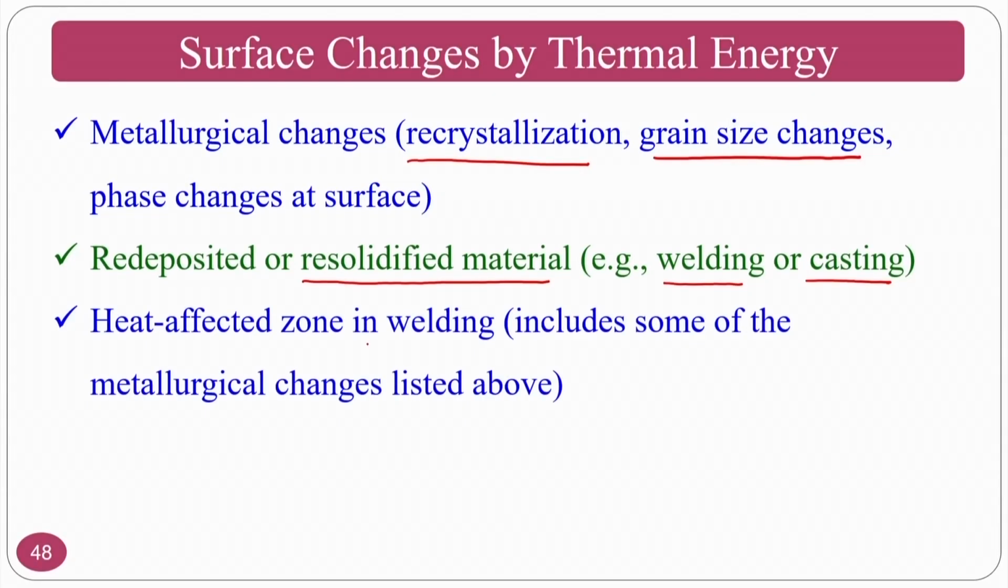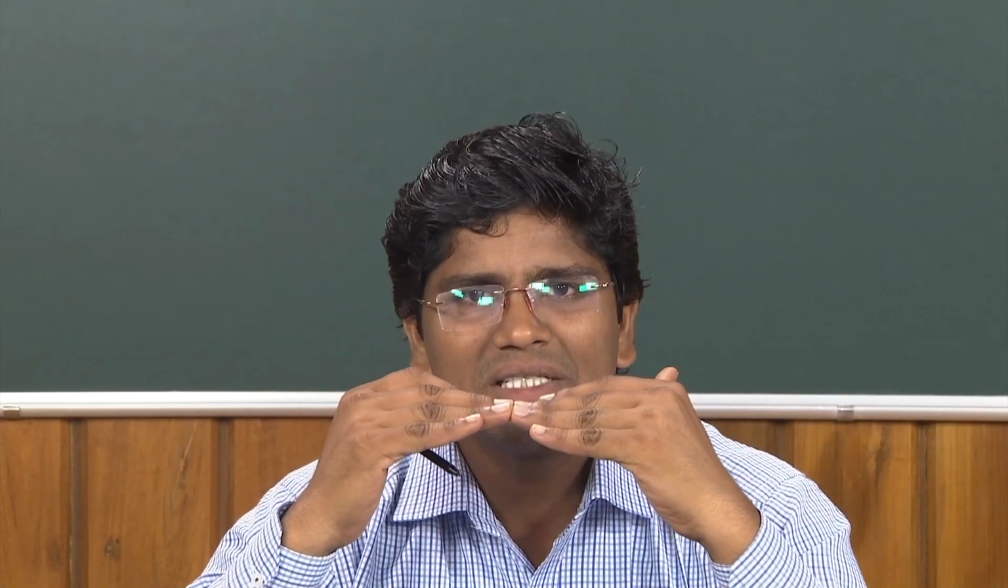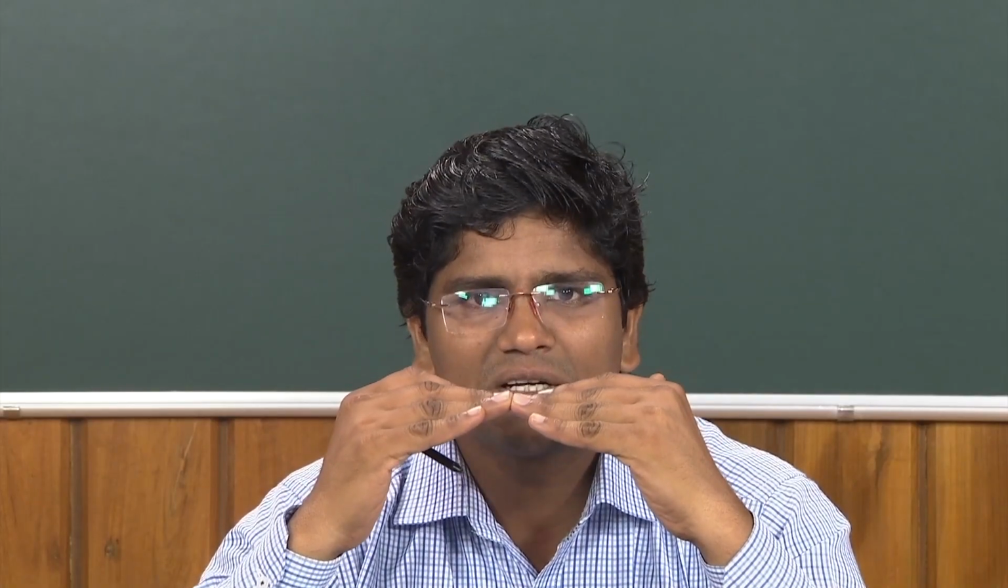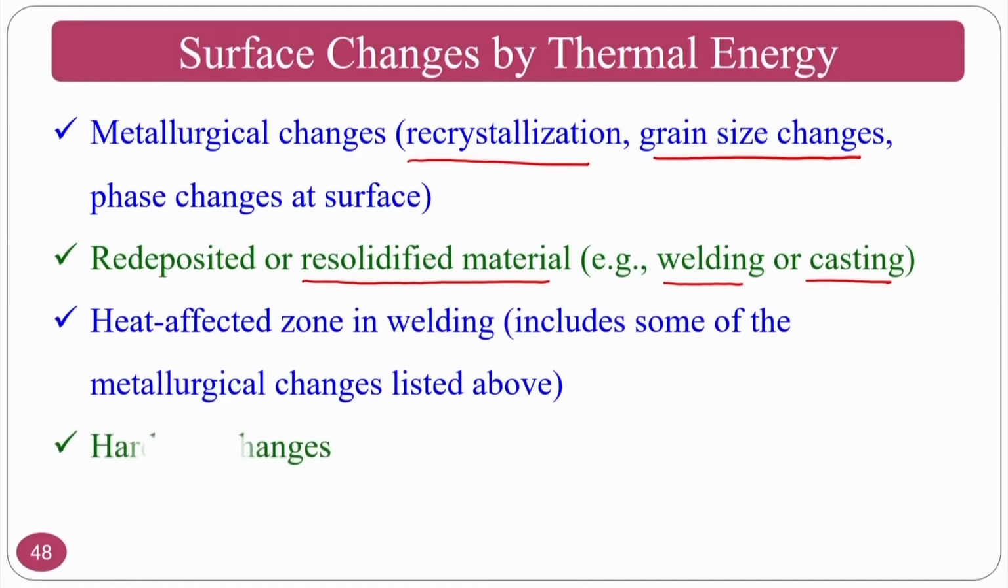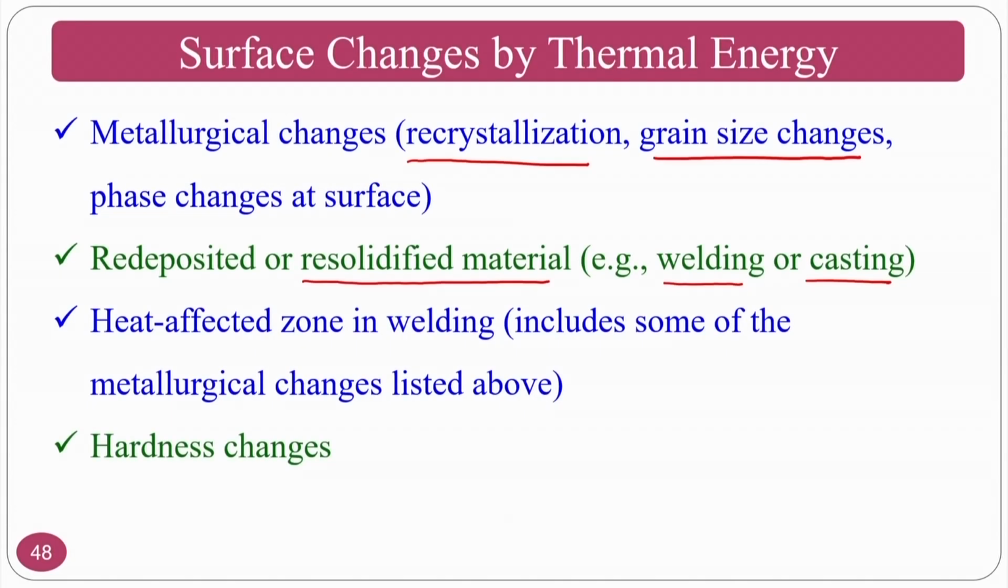Heat affected zone in welding is normally formed by the melt pool and other things. Whenever you want to make a melt pool, you have to heat, that means thermal energy is involved in this particular process, and this also causes the metallurgical changes. Hardness changes. So, hardness changes also play a major role because of the thermal energy.